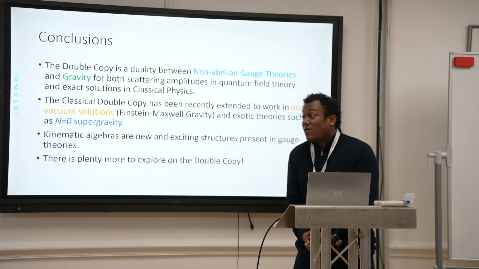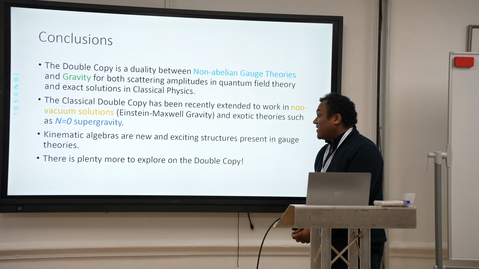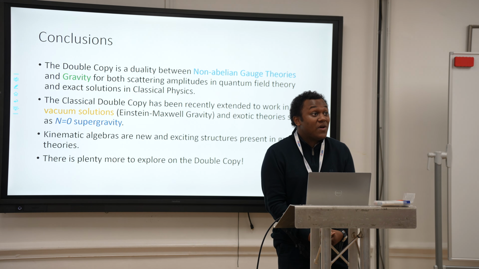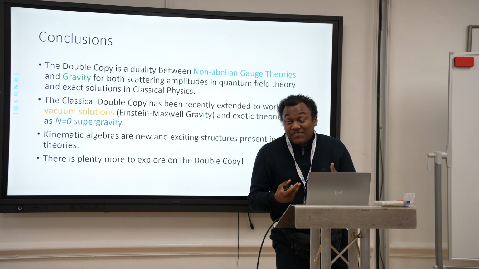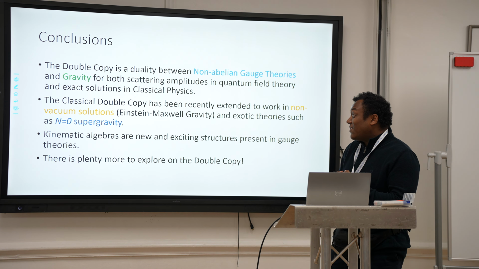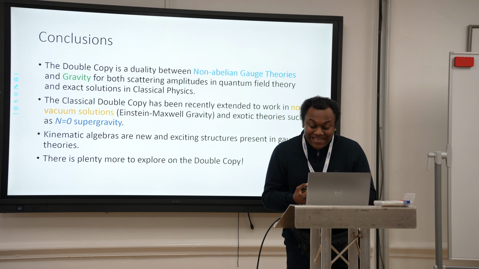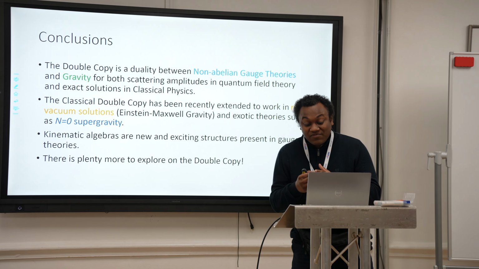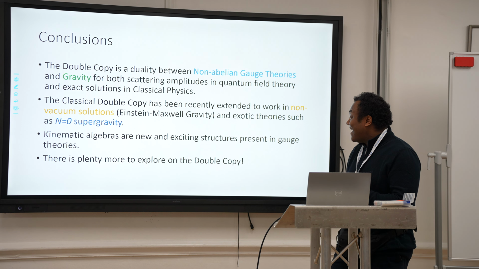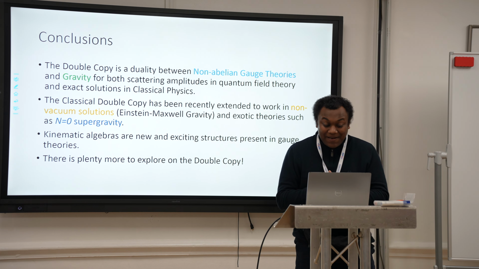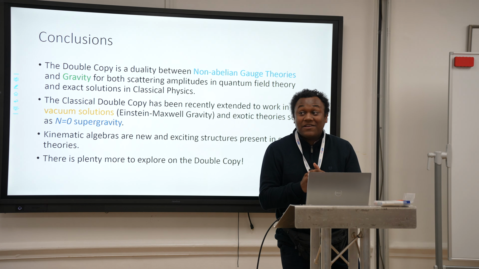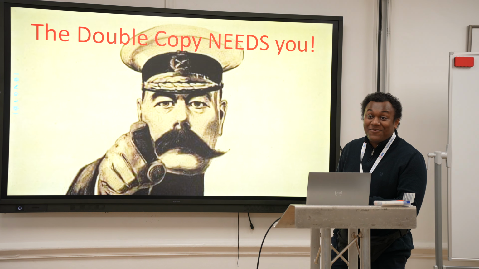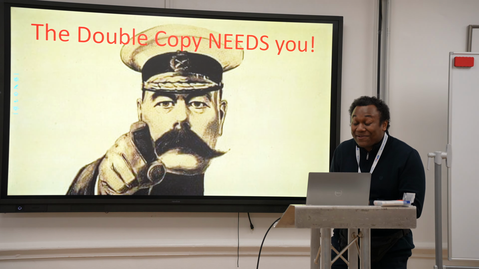In the second half of the talk, I described how, as a result of our study of the double copy, we realised that gauge theories are much more complicated than we previously thought. They contain a mysterious new structure known as a kinematic algebra, and the study of kinematic algebras is very much in its infancy, with lots of exciting things to come. So if you liked my talk, there's plenty more to explore in the double copy, and we could do with a lot more help. If you're interested, come join us. With that, I thank you.